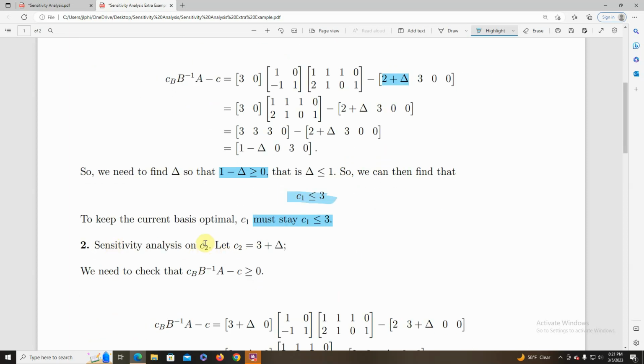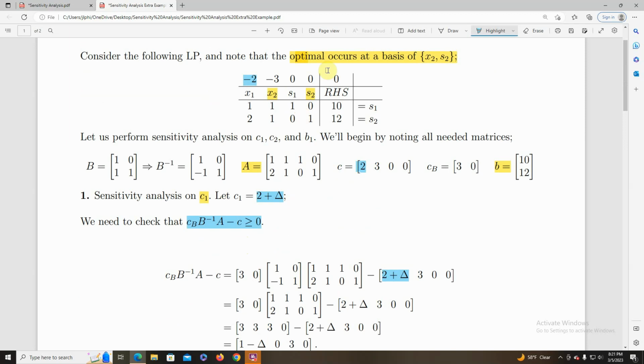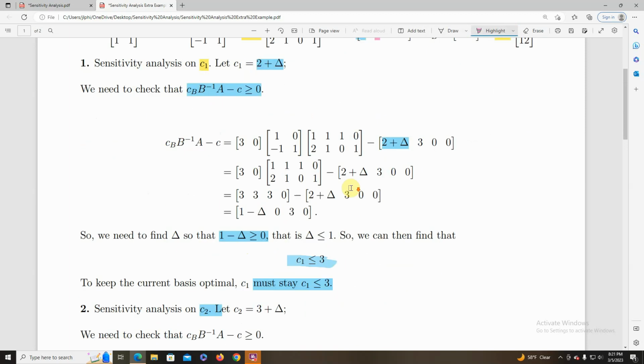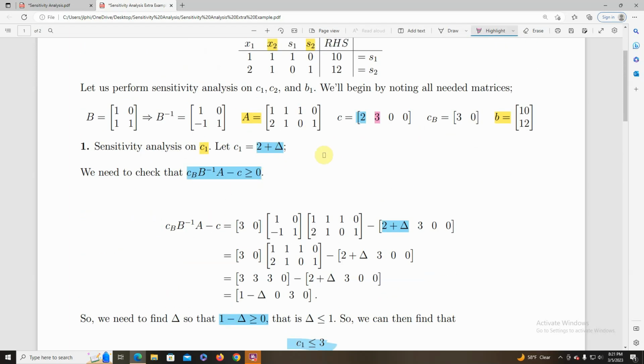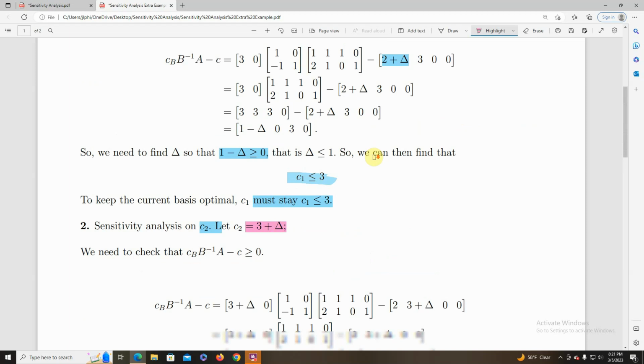Let's do sensitivity analysis on C2. If you go up and look, C2 is a basic cost. We're going to replace this 3 here with 3 plus delta. Why is a basic cost more interesting? Because C2 appears in the cost vector, but it also appears in the basic cost vector. It also appears right here. So I'm going to replace both this 3 and this 3 with 3 plus delta.